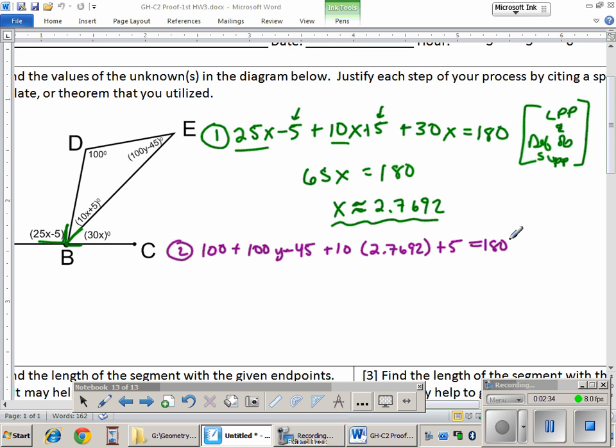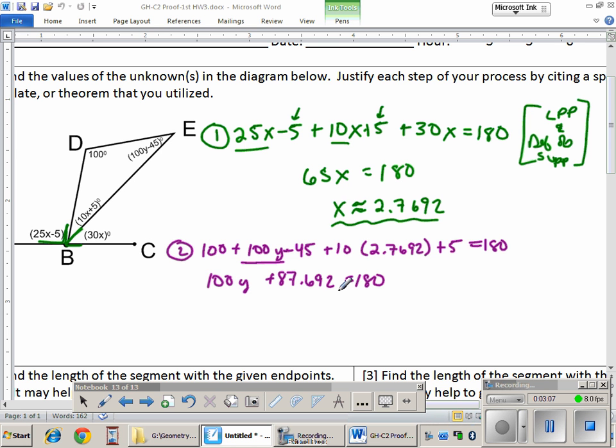Now I'll probably be a little more careful with a calculator this time around, but in the end I only see one y value, so that's 100y. And then if I add all our other pieces together, that'd be 100, then subtract off 45, add 10 times 2.7692, and then add 5. That leaves me with a final total value of 87.692, and that's equal to 180 degrees.